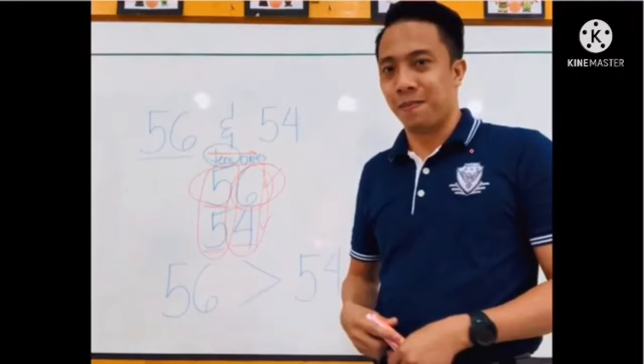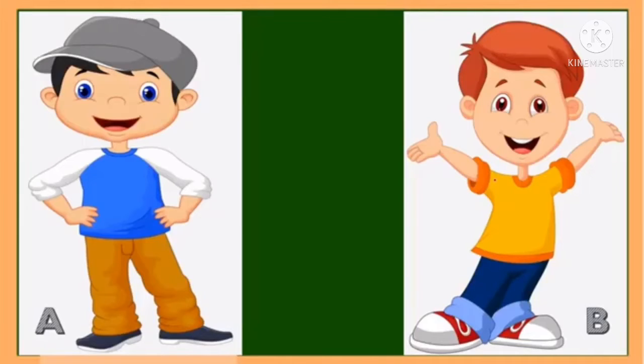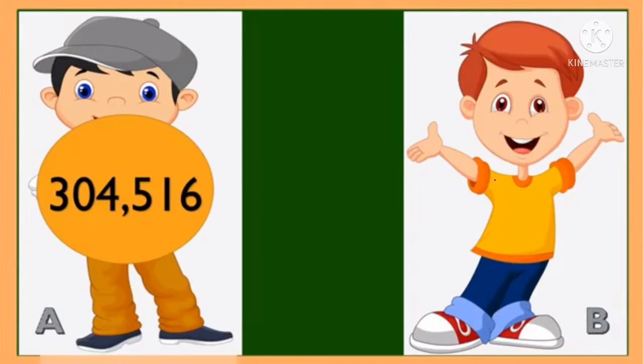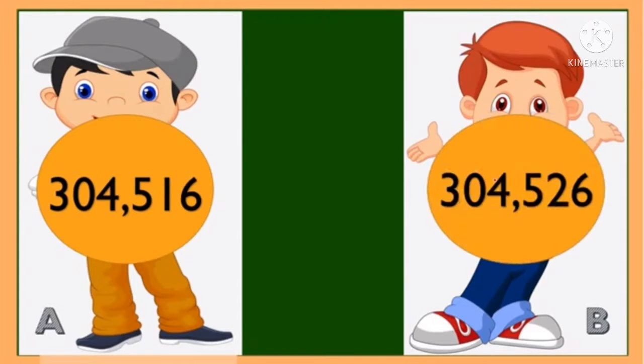Alright, so do you remember now how to compare numbers? Alright, now let us try some examples. A has 304,516 and B has 304,526. So let us follow the steps of Teacher JP number 2.